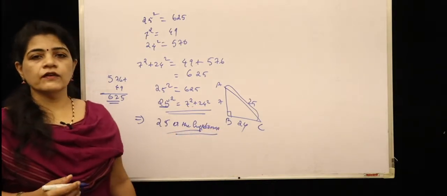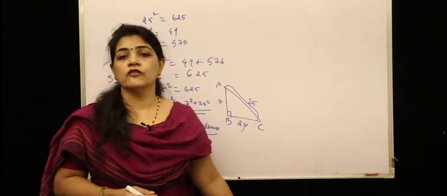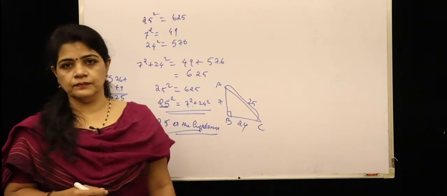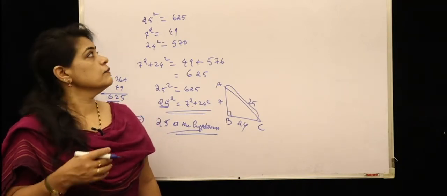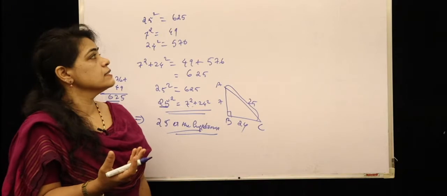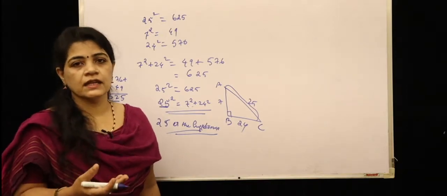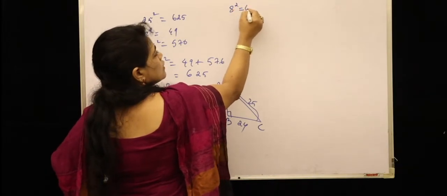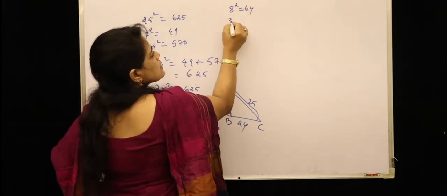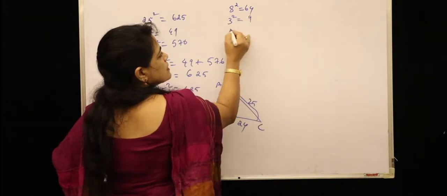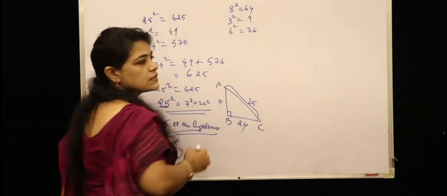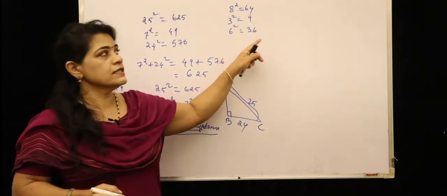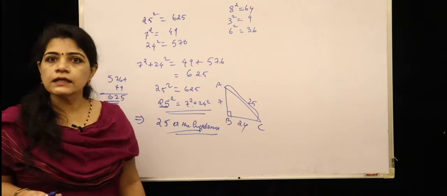Okay, this is the way we can complete all the problems of this question. In the second question, 3, 8 and 6. We can take the squares, and we know that 8 is the longest side among these 3. So we can start with 8. 8 square equal to 64. 3 square equal to 9. 6 square equal to 36. See, if you take 3 square plus 6 square, that is 9 plus 36, that is 45.